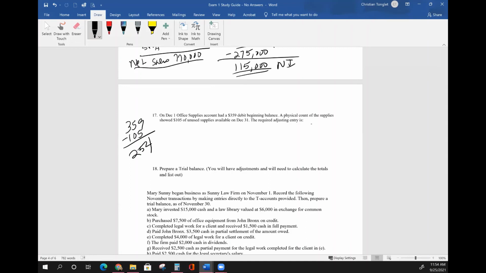So what is my adjusting entry? I want to expense what was used. So on 12/31, I'm going to have supplies expense for what was used, the $254, right? We still have $105 left unused on the shelf, so I don't want to use that number. And I need to reduce my supplies, which is my asset, by $254.